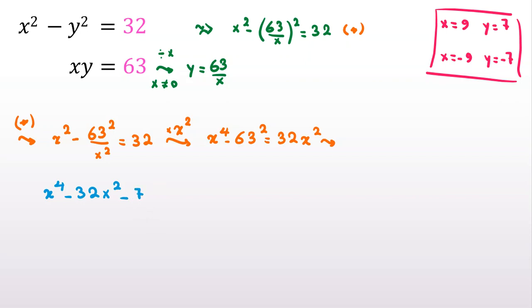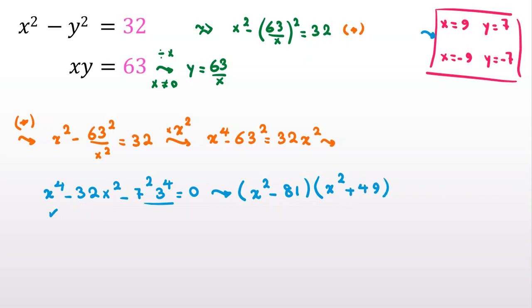63 is what? 7 times 9. So it will be 7 squared times 9 squared, or 3 to the 4, equal to 0. Now we want to see, can we find any good answer? And we can also use this for x equal to 9. So you can say, okay, x squared is 81. So x squared minus 81: you replace x squared, you have x to the 4 minus 81 x squared, you want to reach negative 32, so we add plus 49. And 49 times 81 is exactly this. So it is equal to 0.